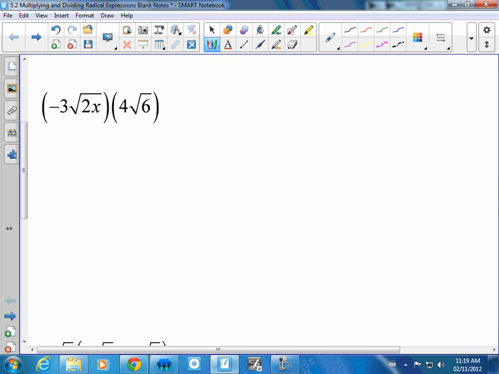So let's do this. It's negative 3 times 4. That's the numbers that are out the front. And then underneath the root symbol, what are we going to have? 2x times 6. Not that bad. Okay, so what do we get? What's negative 3 times 4? Negative 12 root of 12x.